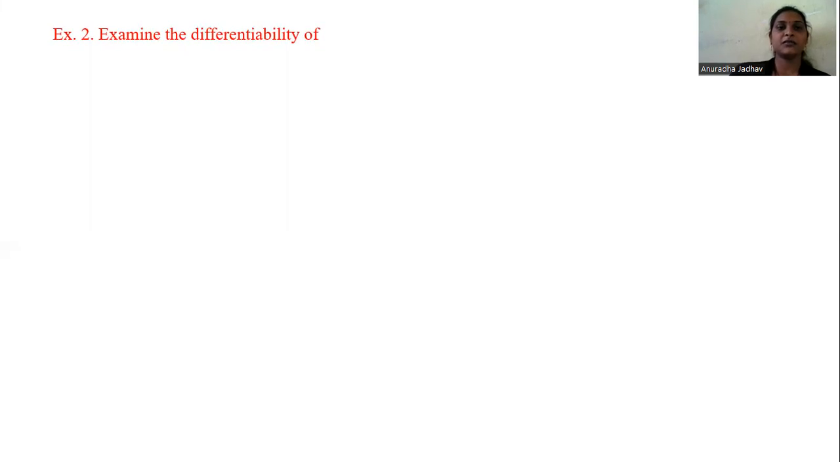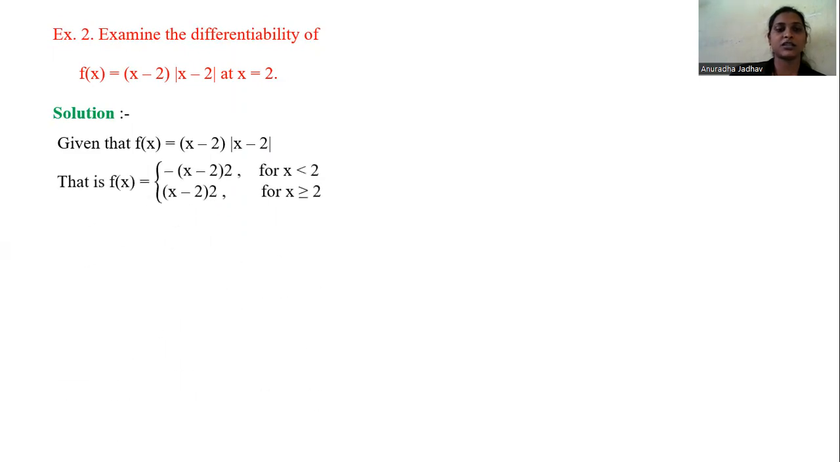Example 2: examine the differentiability of the function f of x is equal to x minus 2 into mod of x minus 2, and check the differentiability at x is equal to 2. Let's see the solution. Firstly, write the function f of x is equal to x minus 2 mod of x minus 2. As usual method, f of x can be written as minus x minus 2 into 2 when x is less than 2, and if x is greater than or equal to 2, we write the function x minus 2 into 2.